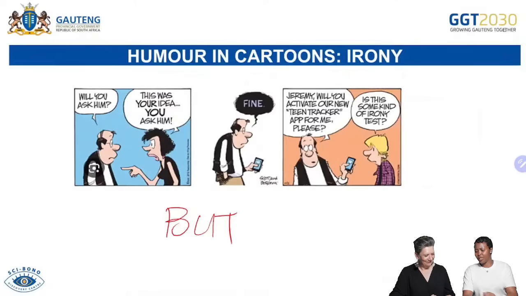Let's look, for example, at some of these pictures. When you ask him, this was your idea. You ask him. And what is ironic about this? The irony is that the gentleman wants information, but he would rather have the lady ask that question. So if you were to answer this, we expect the man who is seeking information to ask personally, yet he is sending the lady to go and ask the question on his behalf.